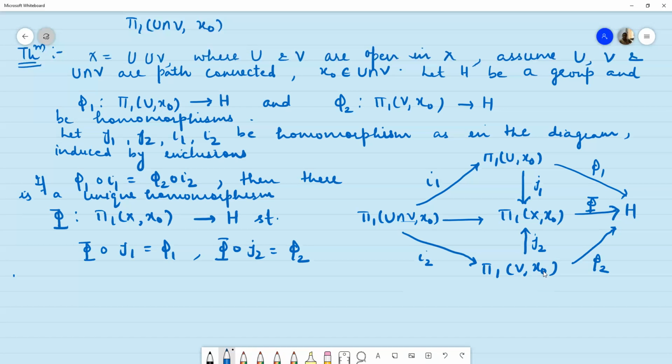Now, firstly, the uniqueness part is very easy. Firstly, we will prove uniqueness. If such a mapping capital Phi exists, then that is a unique mapping.